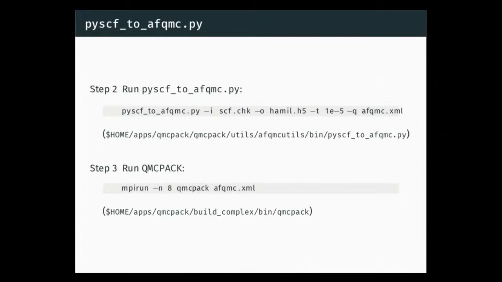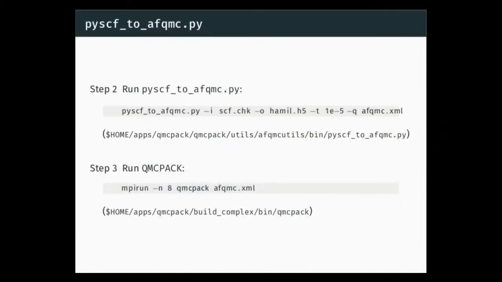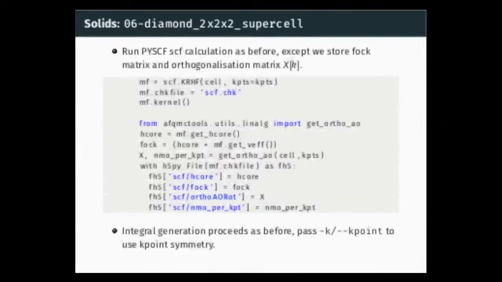And I should say for the tutorials, you should use the complex build of QMCpack, just because all of the integral files have been generated assuming complex two-electron integrals. It's actually available, called QMCpack_complex. I should also say, when you're compiling QMCpack yourself, you have to explicitly tell it to build the AFQMC source code. You can find that in the documentation.